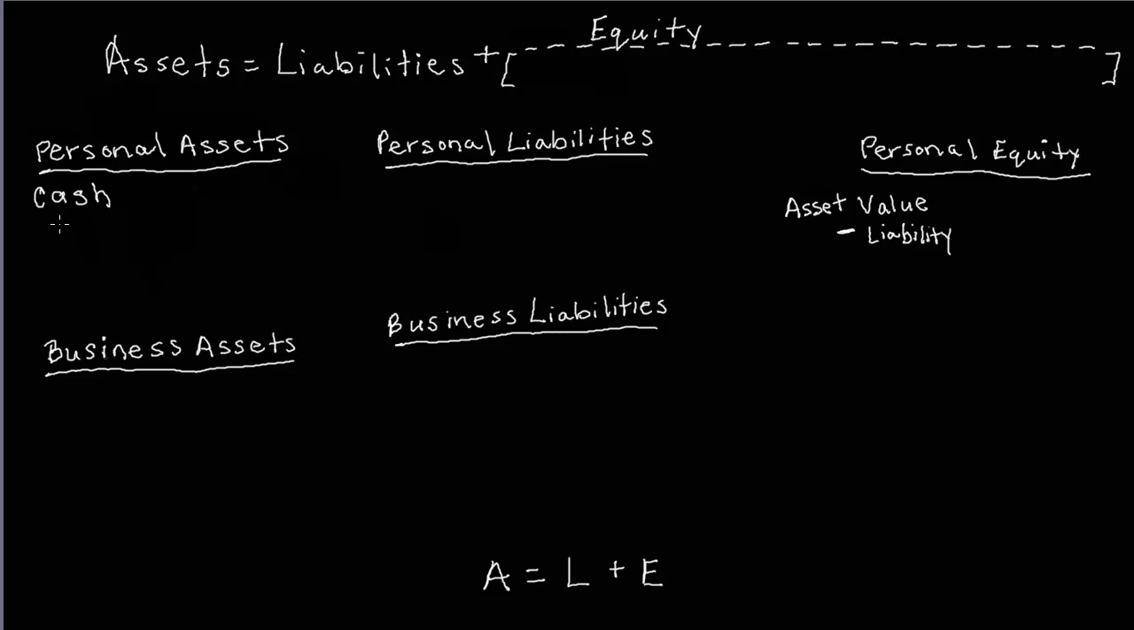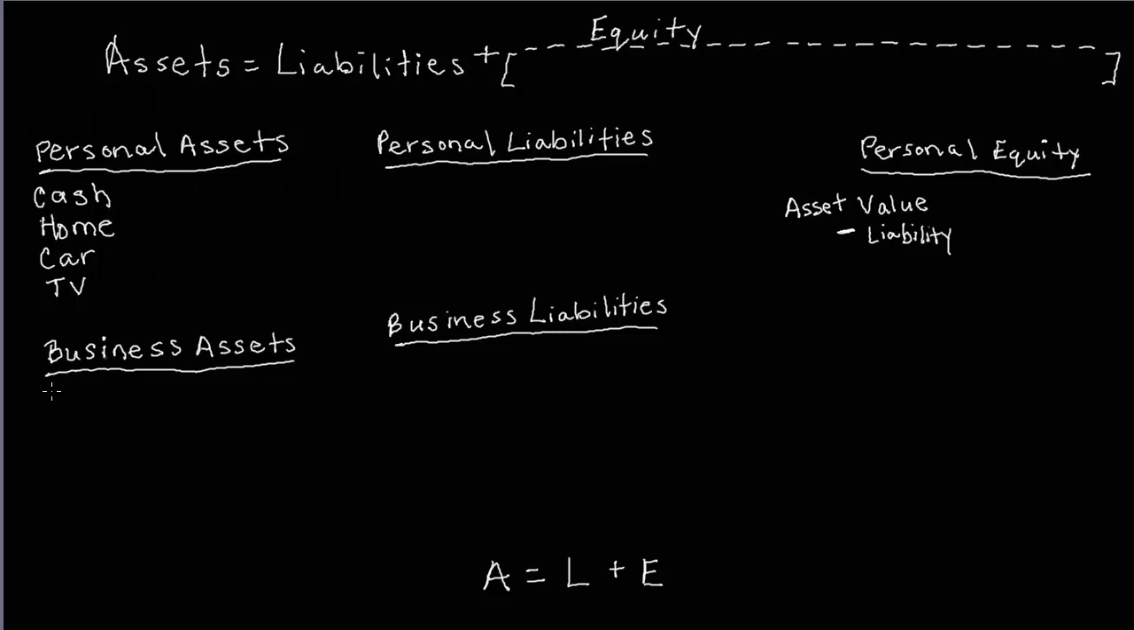Also, as a personal asset, you're going to have your home if it's paid off. Another thing could be your car or TV. So assets essentially are resources that you own, and you can think of it as something that has value to it. In a similar way, businesses also have assets.